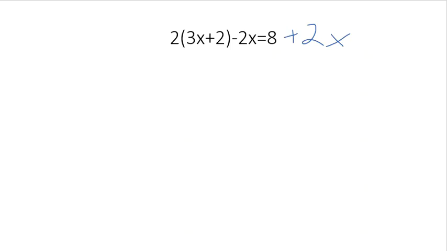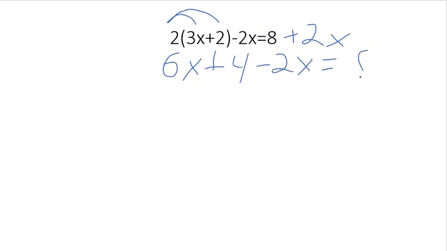Even though we have variables on both sides, we still start with our first step, which is distributing. So we've got 2 times 3x as well as 2 times 2. 2 times 3x is 6x plus, so that's the plus from the original equation, 2 times 2, which is 4. And then we write out whatever's left, so minus 2x is equal to 8 plus 2x.